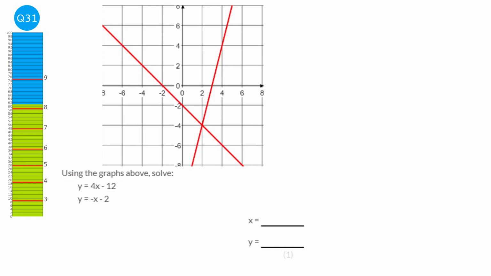When solving simultaneous equations graphically, if you draw the lines to both graphs, which we have done here, the solution, because they're both linear, will just be where the two graphs cross. So this here will be our solution. So x is 2 and y is minus 4.